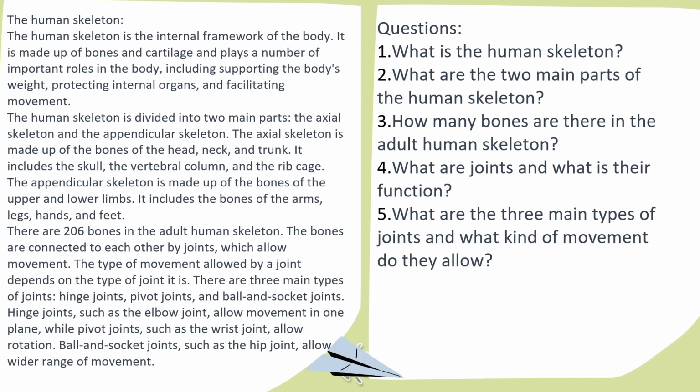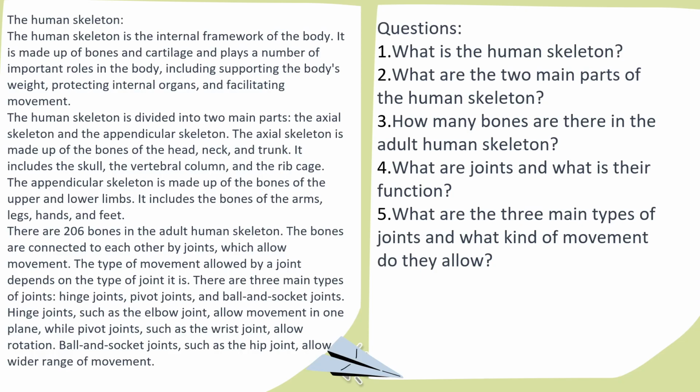The bones are connected to each other by joints, which allow movement. The type of movement allowed by a joint depends on the type of joint it is. There are three main types of joints: hinge joints, pivot joints, and ball and socket joints. Hinge joints, such as the elbow joint, allow movement in one plane, while pivot joints, such as the wrist joint, allow rotation. Ball and socket joints, such as the hip joint, allow a wider range of movement.